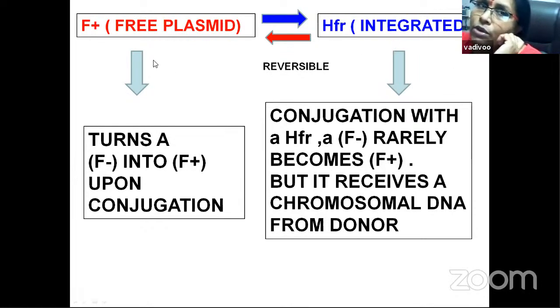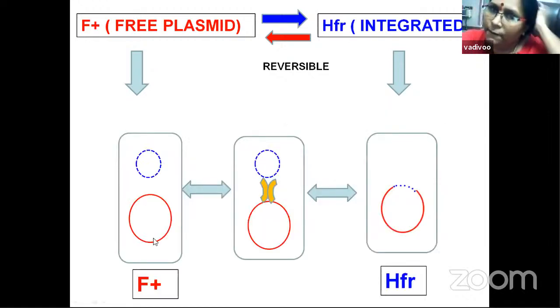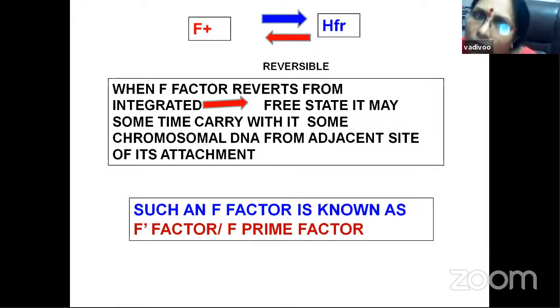The integrated state can go again to the free plasmid state. I can show you. Here, this is a free plasmid, and then it integrates and becomes an HFR cell, and this is reversible. It goes back. This part of the genetic element separates and becomes a free plasmid. When the F factor reverses from the integrated to the free state, it may sometimes carry with it some chromosomal DNA from the adjacent site of its attachment.